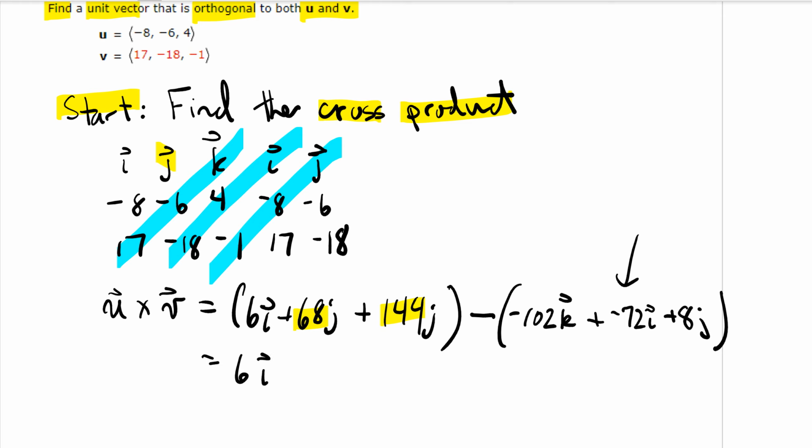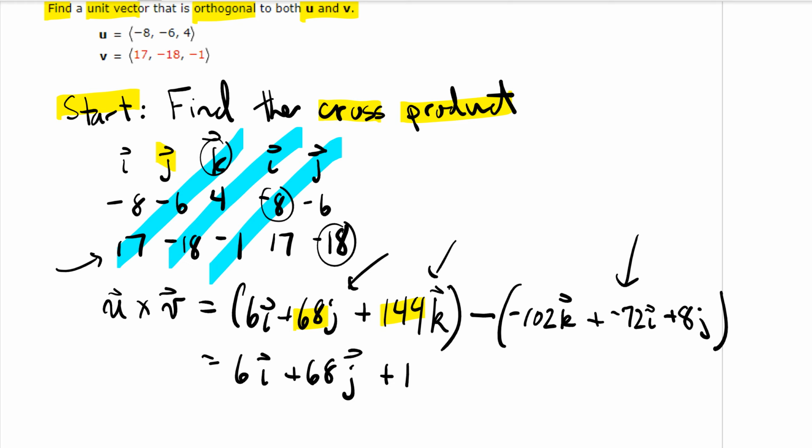And we have 6i plus 68j plus 100. Oh, hang on just a second. This wouldn't be j and j. The second diagonal had the k. Right here should be k, because that would come from here times here times here.